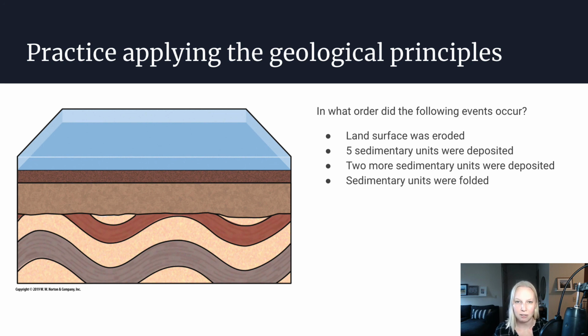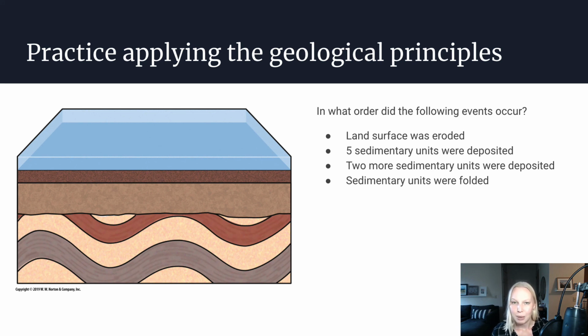So here are the events. The land surface was eroded. 5 sedimentary units were deposited. 2 more sedimentary units were deposited. And sedimentary units were folded. So if you can put those in order, then you are applying the geological principles that you just learned.